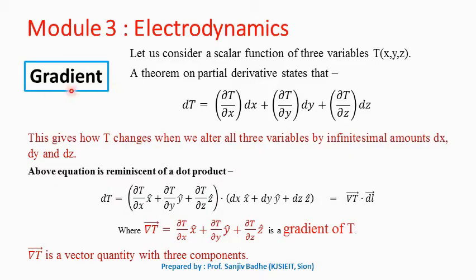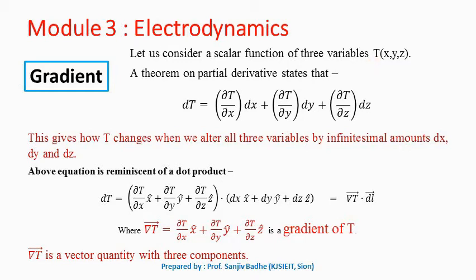Okay, to understand gradient, first let us consider a scalar function of three variables t, x, y, z. So t is a function of x, y and z. So the value of t will depend on the value of x, the value of y and the value of z. That will decide the value of function t. If we change the value of x by an infinitesimally small amount dx, y by dy and z by a small amount dz, then the value of function t will also change.